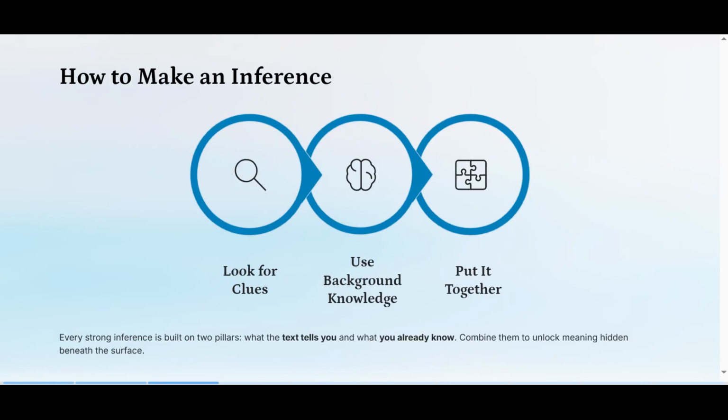How to make an inference? You can do three things to make an inference. The first thing is to look for clues. The second thing is to use background knowledge. And the third thing is to put it together. Every strong inference is built on two pillars: what the text tells you and what you already know. Combine them to unlock meaning hidden beneath the surface.